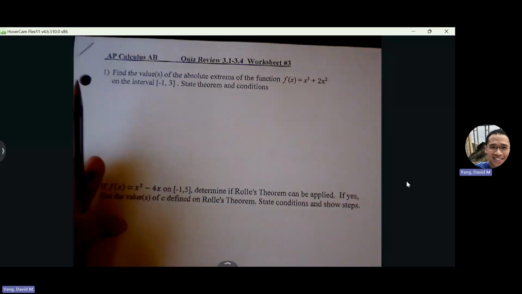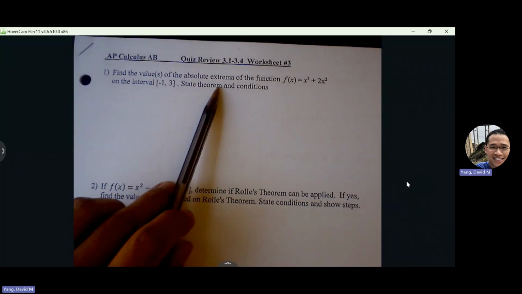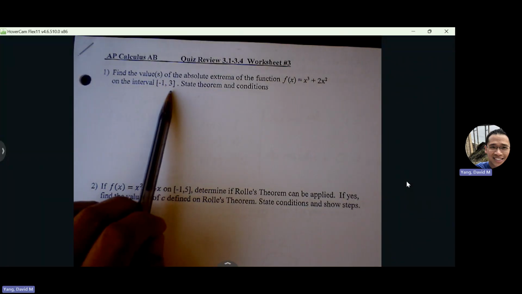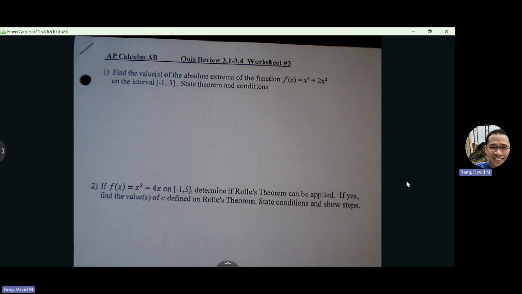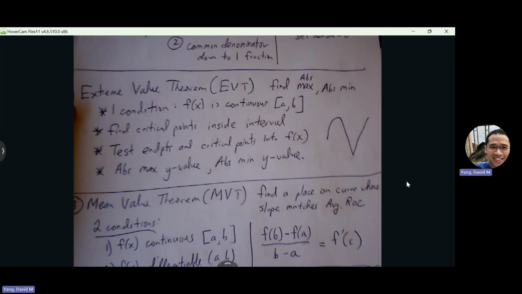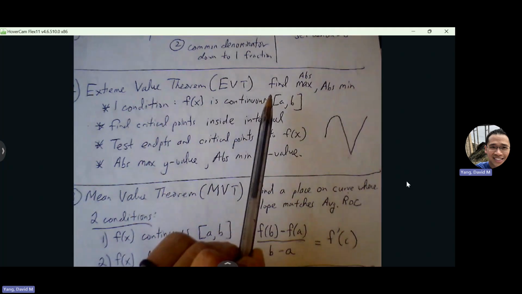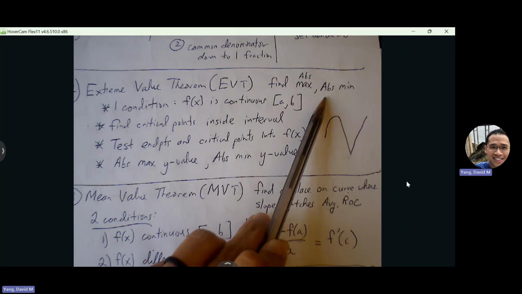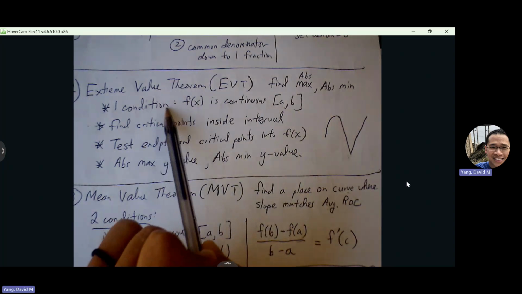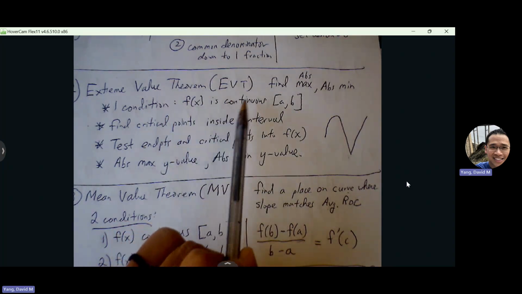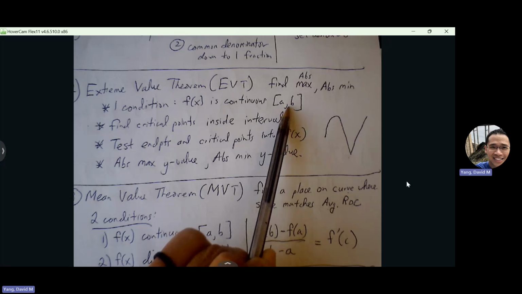All right, so number one says find the value of the absolute extrema for the function on the interval from -1 to 3, state theorem and conditions. So this is extreme value theorem. The whole point is to find the absolute max, absolute min. There's only one condition involved with extreme value theorem: function is continuous with brackets from A to B.